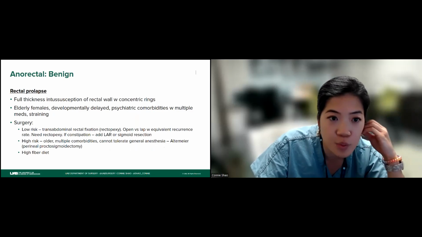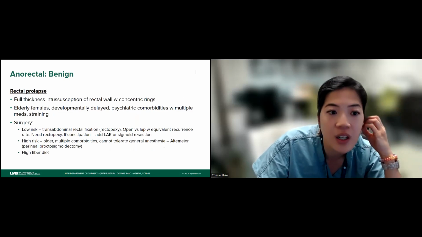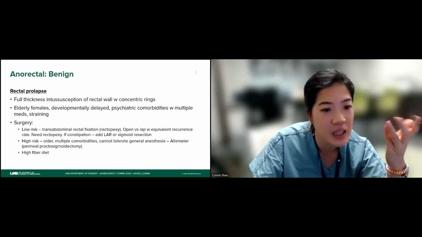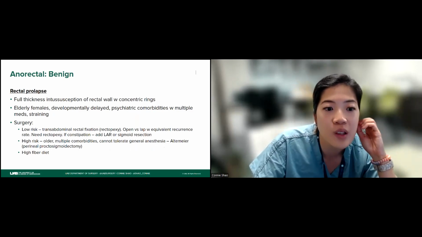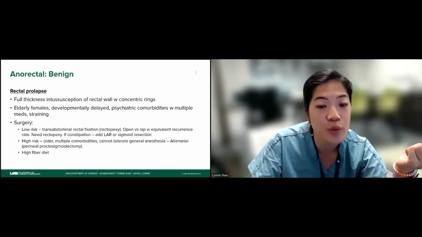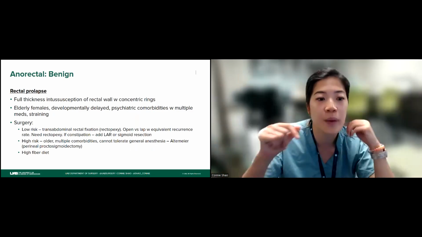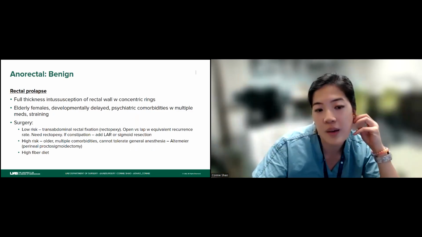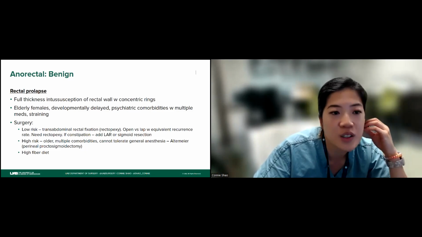Not to be confused with rectal prolapse, which is full thickness intussusception. A lot of times it's developmentally delayed or psych patients that have this. Low-risk people, you would just do a resection. High-risk people, you do an Altemeier, where you just go through the anus and basically take out their sigmoid.